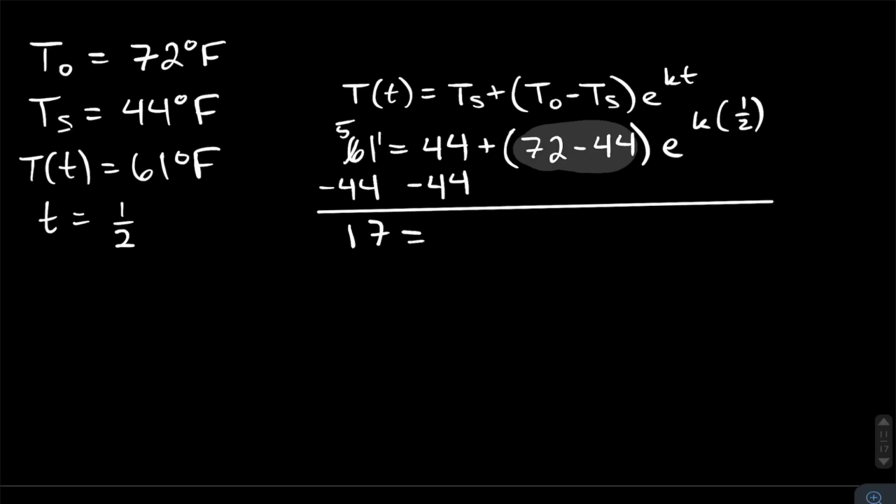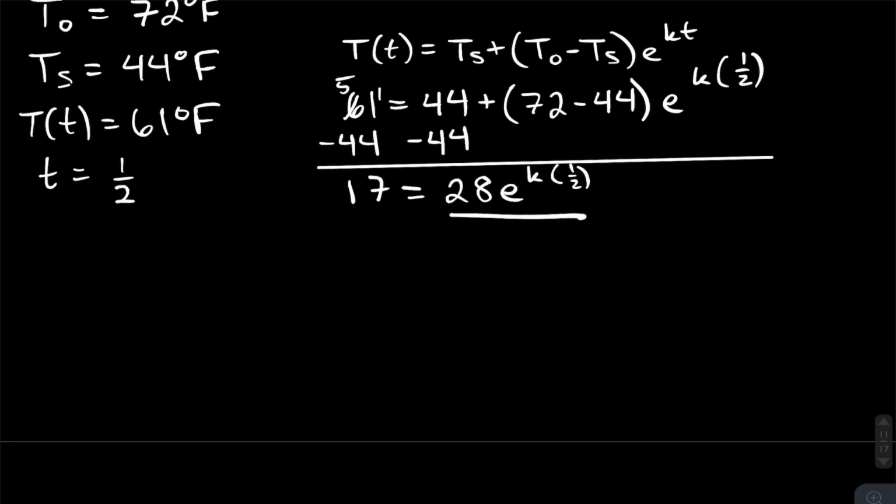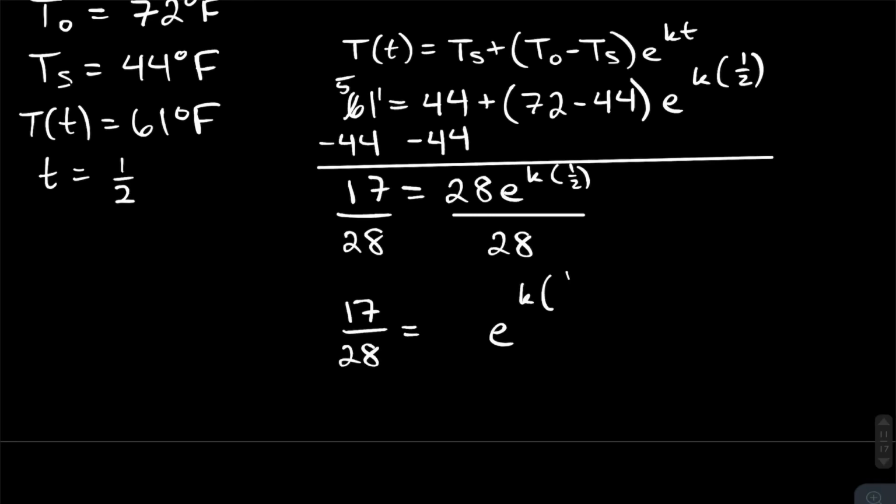But anyway, 72 minus 44 is going to be 28. And so we get e to the k times 1/2. Then we're going to get that exponential by itself, so we divide by 28 on both sides, and we get 17 over 28 equals e to the k times 1/2. Now we're going to take a natural log on both sides.